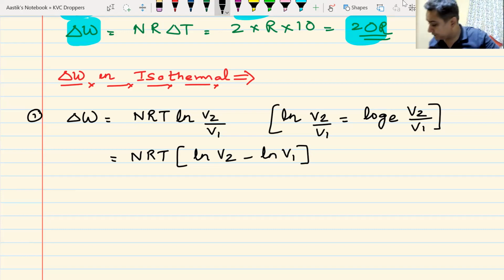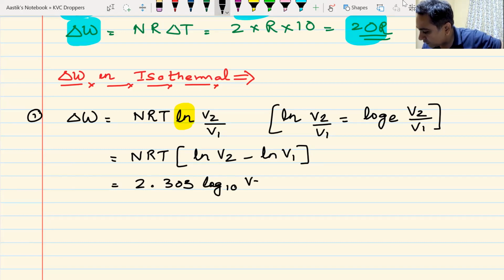Now, when you convert this natural log into log to the base of 10, you multiply it by 2.303. I hope you know this. So this is how you will find it written in books: 2.303 log to the base of 10 V2 by V1. Do we understand this? Oops, I've missed something. Everyone can make mistakes. The only thing is that you realize that you have made a mistake.